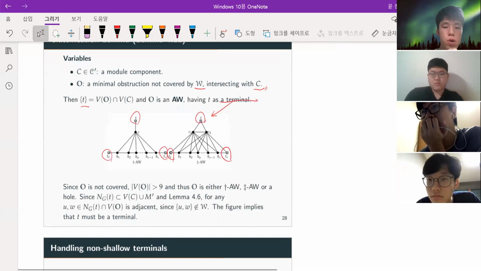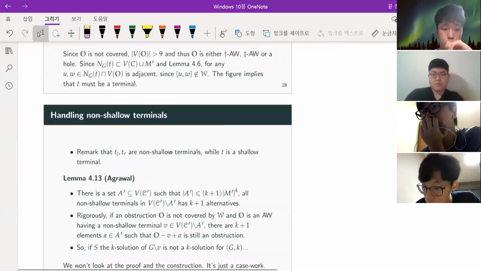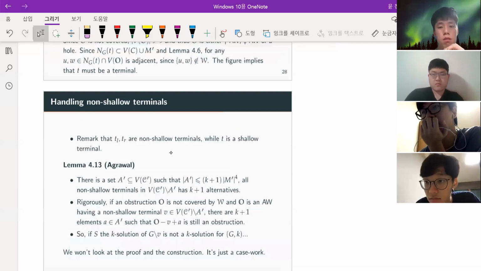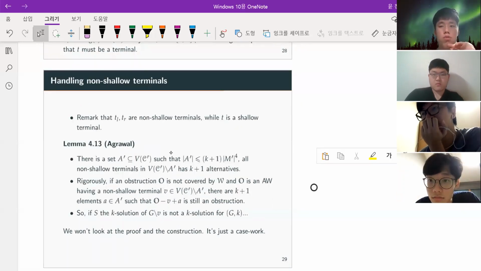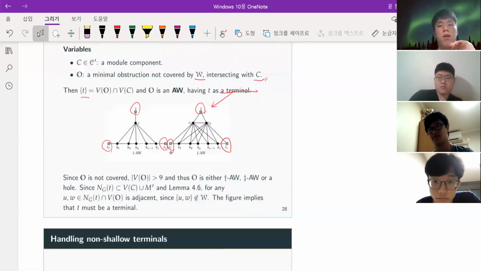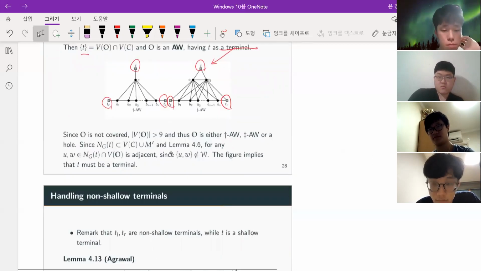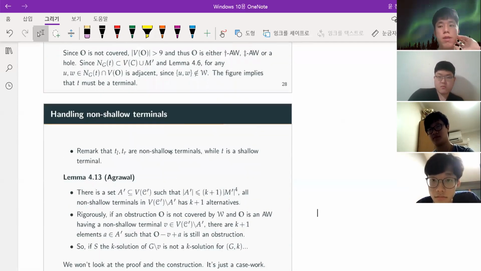The proof goes below. So remark that the vertices TL and TR are called non-shallow terminals, and the top vertex T is called a shallow terminal. We separately deal with the case of non-shallow terminals and shallow terminals.